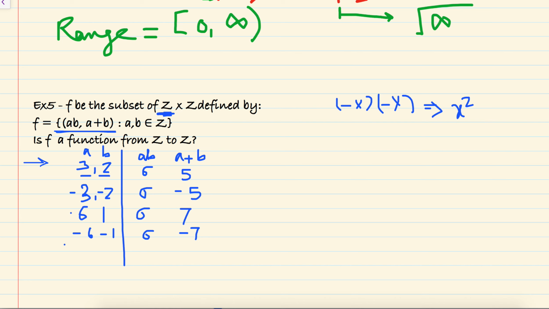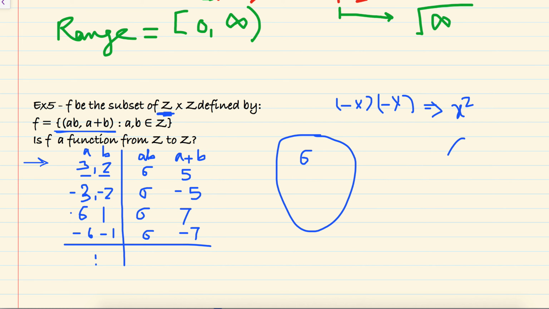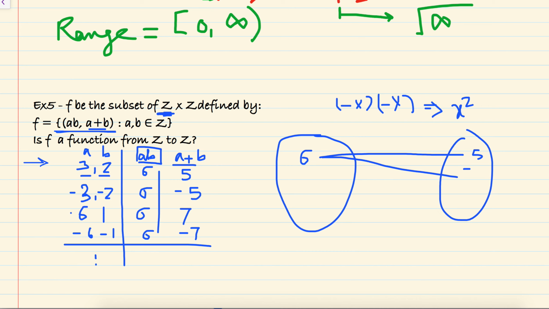So we can have many more examples. So here we see that if 6 is in the domain, then, so this AB is the first element of the ordered pair and A plus B is the second element. So this AB, 6, is mapped to 5, 6 is also mapped to minus 5, 6 is also mapped to 7 and minus 7.